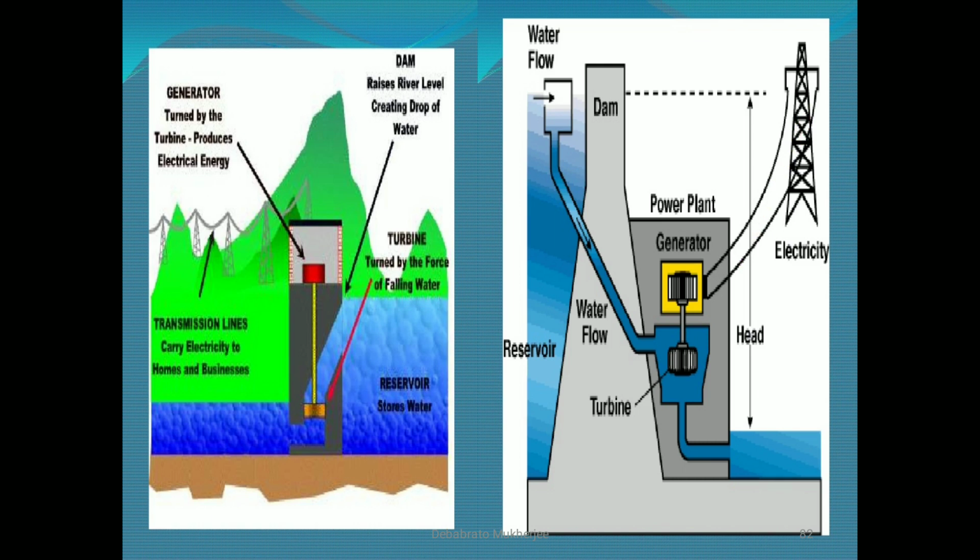Through the generator and three-phase transformer, the 11 kV power supply is stepped up to 132, 400 kV, whatever the requirement of the nearby transmission line is. That type of transformer will be installed there.